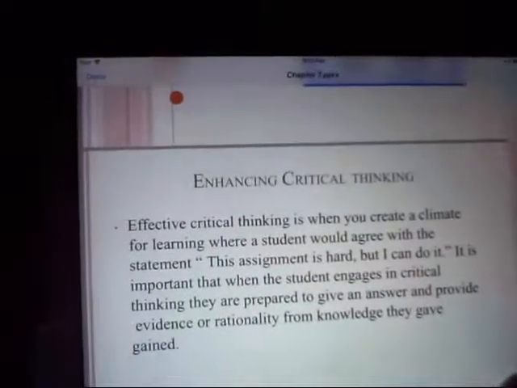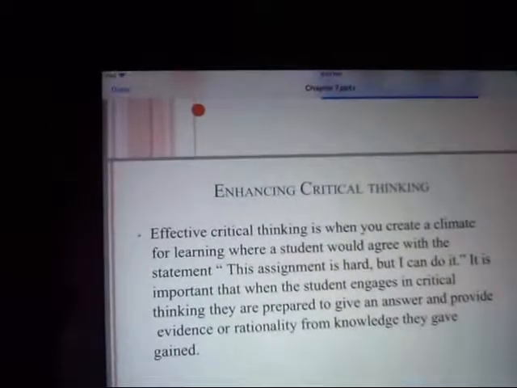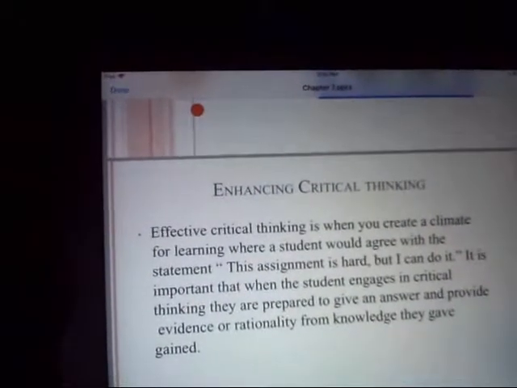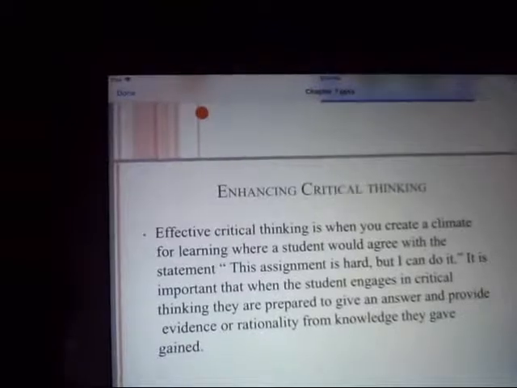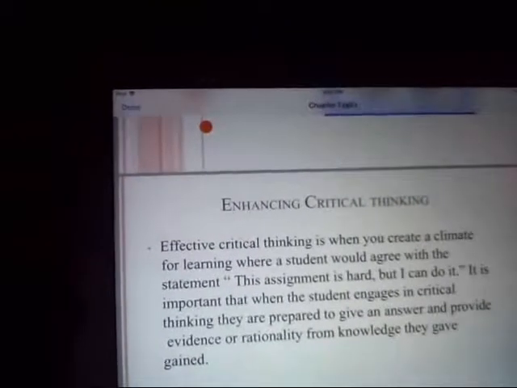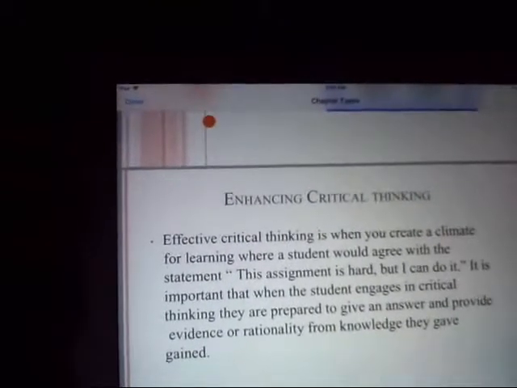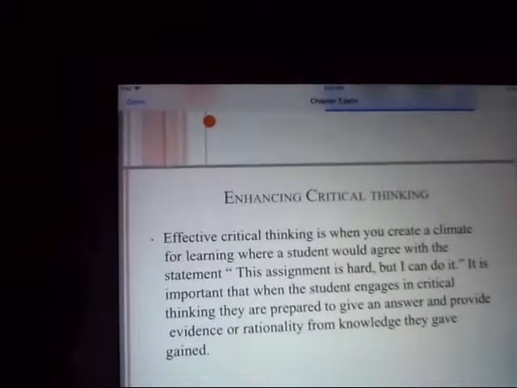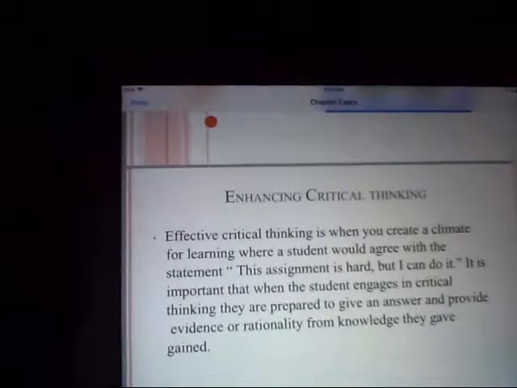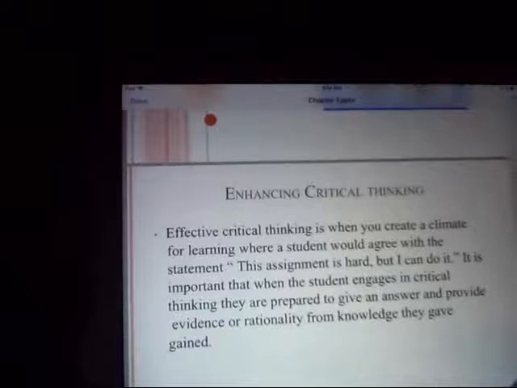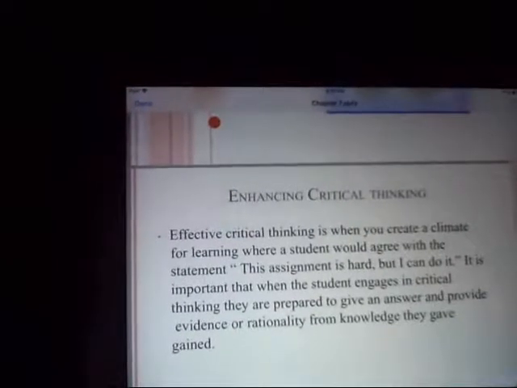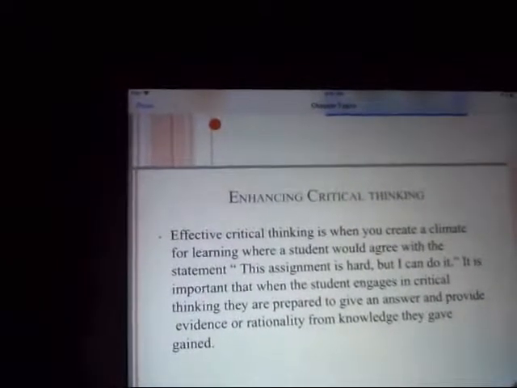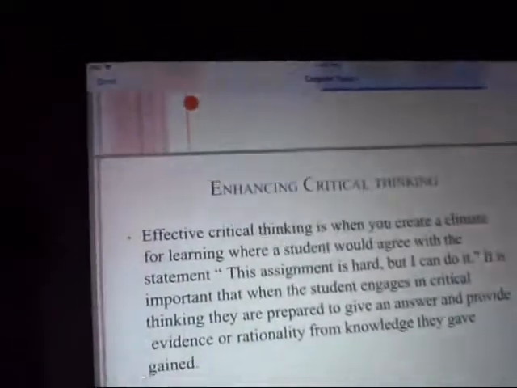It says, effective critical thinking is when you create a climate for learning where a student would agree with the statement, this assignment is hard, but I can do it. It is important that when the student engages in critical thinking, they are prepared to give an answer and provide evidence or rationality from knowledge they have gained. So this is basically just explaining what critical thinking is.